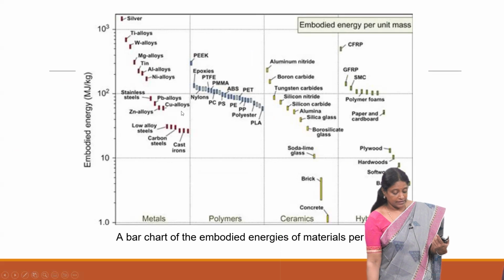These are all the metals and their alloys. This is all the ceramics and what comes from the earth. Silicate, borosilicate glass, embodied energy per unit mass, CFRP. These are all the natural materials down here.